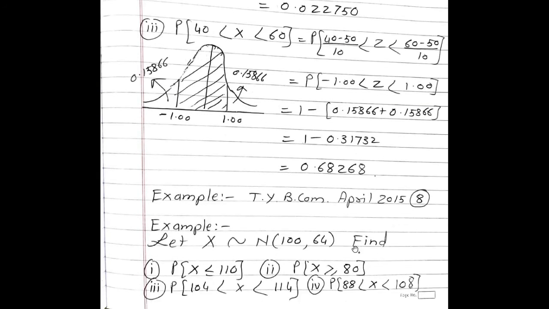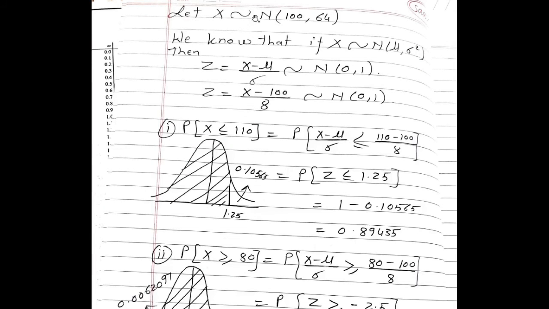Next example. This is from April 2015 question paper for 8 marks. Example. Let X follows normal distribution with 100, 64. Find first part, probability x less than or equal to 110. Second part, probability x greater than or equal to 80. Third part, probability 104 less than x less than 114. Fourth part, probability 88 less than x less than 108.